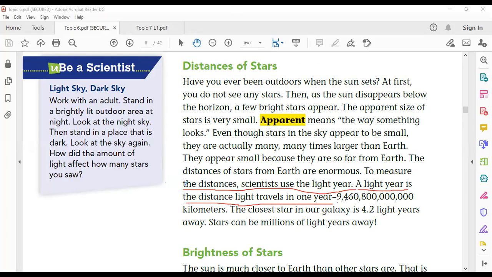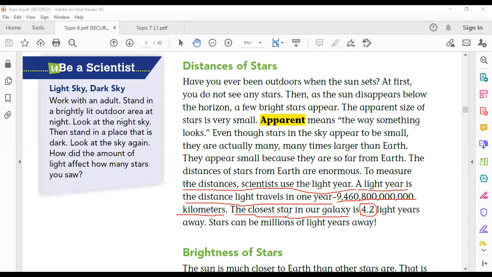So look at this number. This is exactly the light year: 9 trillion 460 billion kilometers. Light travels this distance in 1 year. So the light year is a very huge distance. The closest star to us is 4.2 light years away, which is very, very far.